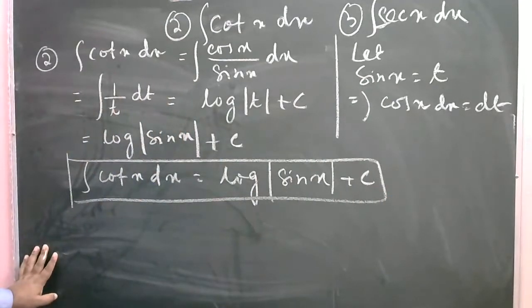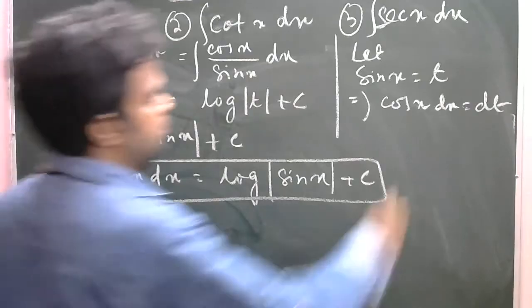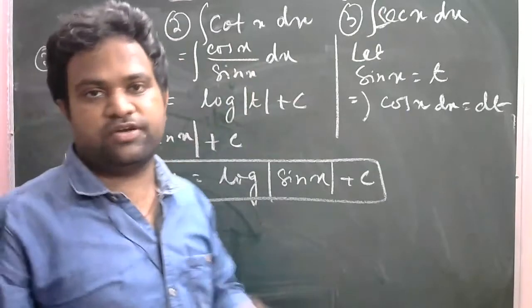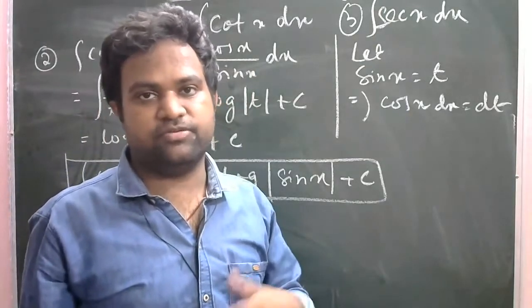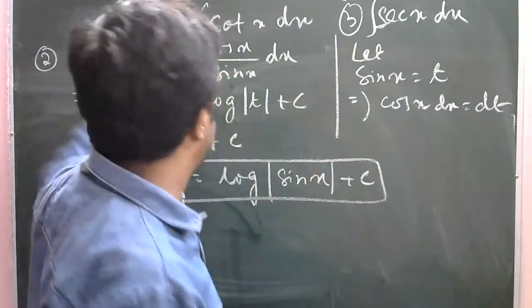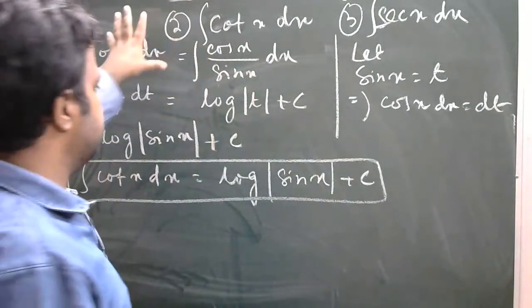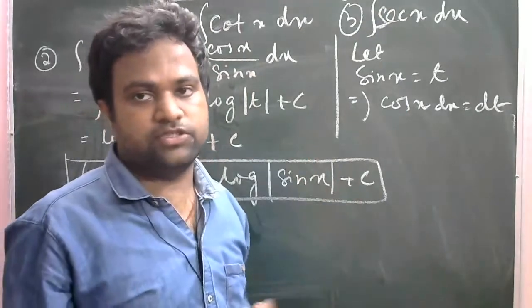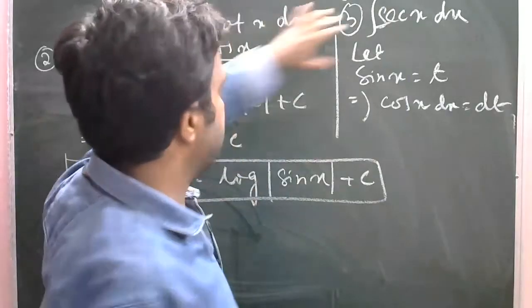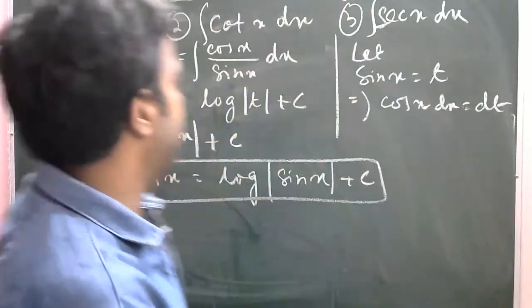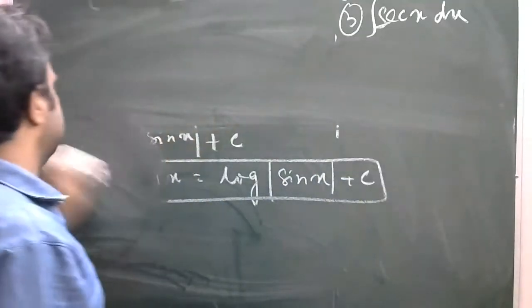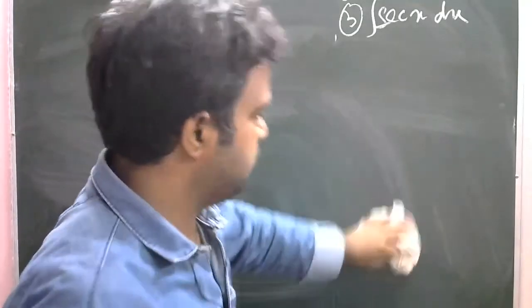Okay. Then now we'll go for the third one, sec x. In all these cases, we are using the substitution technique, integration by method of substitution, and in all the cases we are mostly using trigonometric functions. So now let's solve for the sec x. After sec x, we'll go for the last one, cosec x.